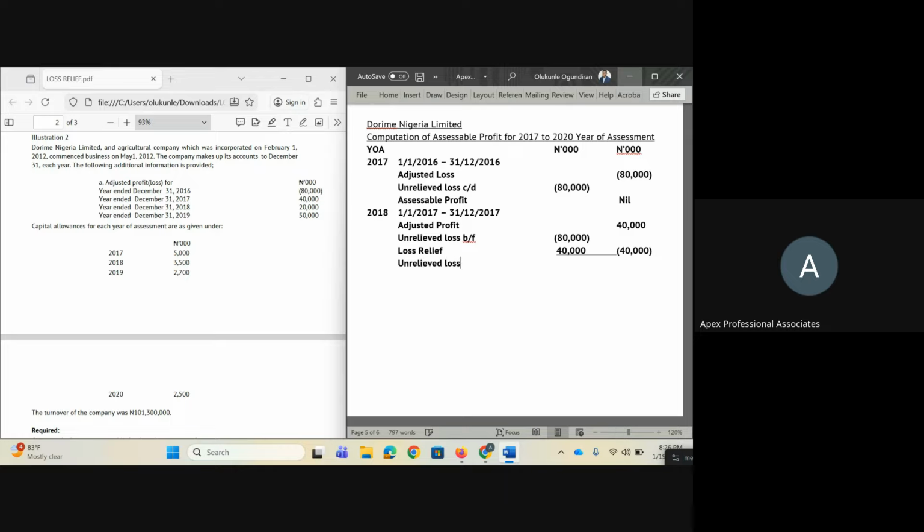Unrelieved loss carried down. So how much is unrelieved loss carried down? 40,000.